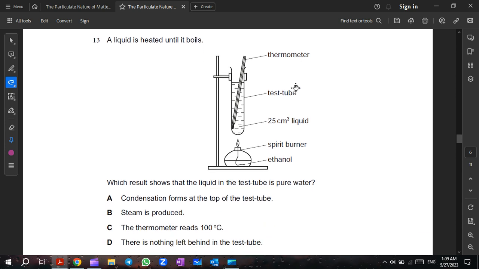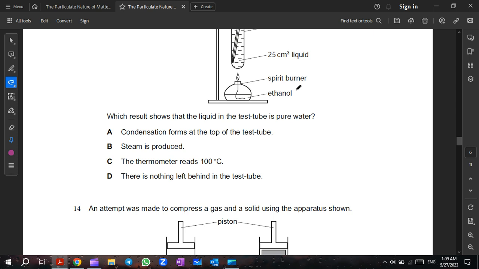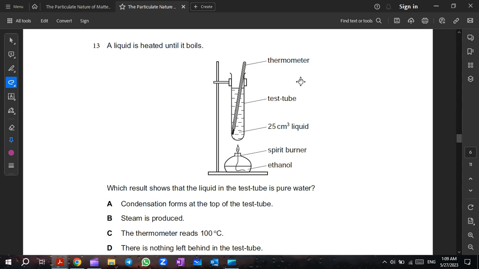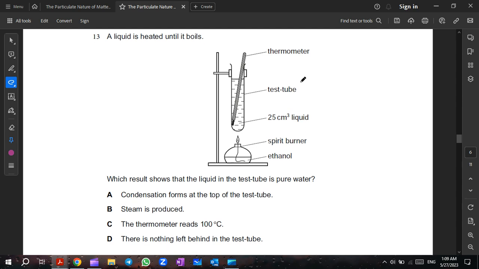Question 13. A liquid is heated until it boils. Which results show that the liquid in the test tube is pure water? Condensation forms at the top of the test tube. Steam is produced. The thermometer reads 100 degrees Celsius. There's nothing left behind in the test tube. Okay, they say pure water, and we all know that the boiling point for water is 100 degrees Celsius. So, if the thermometer reads 100 degrees Celsius, that means it is correct that the test tube contains pure water.